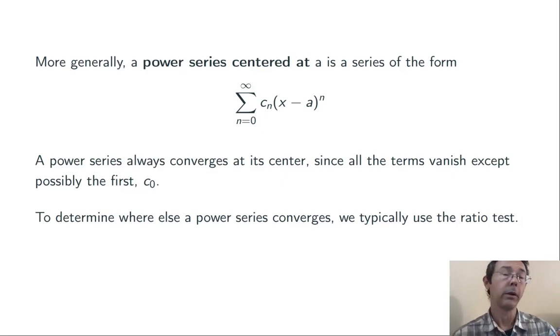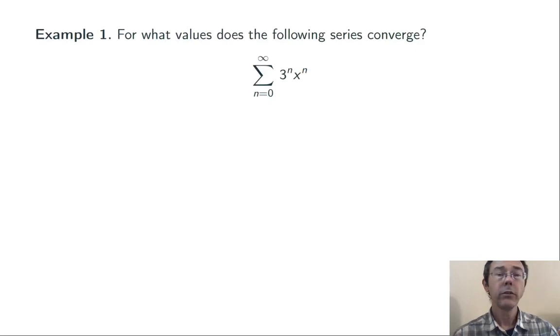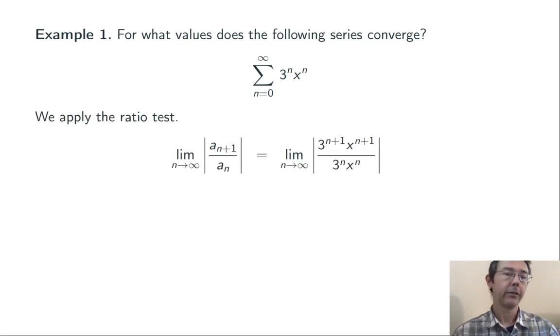Typically, we do that with the ratio test. Let's use an example to see why that's effective. Sum n equals 0 to infinity, 3 to the n, x to the n. We'd like to know where this series converges. The ratio test says take the ratio of adjacent terms, a sub n plus 1 over a sub n, take the absolute value, and then look at what happens as n goes to infinity.